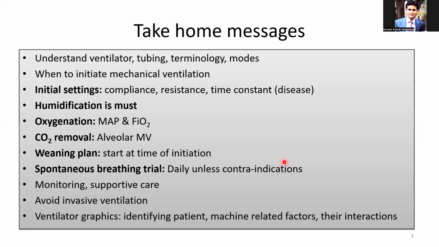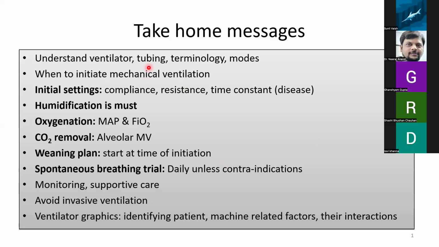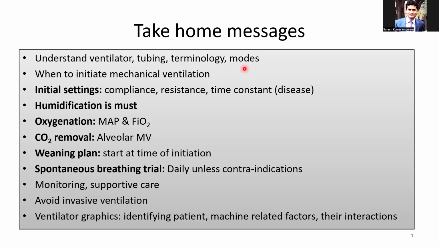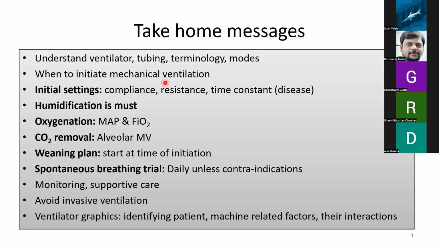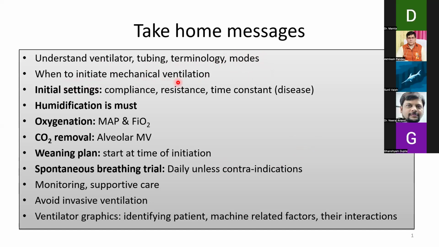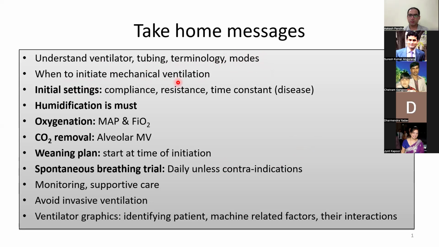So to conclude, we should have an understanding about what type of ventilator we are using, which type of tubing we are using, the common terminologies we discussed, and importantly, which mode of ventilation we are using. When to initiate mechanical ventilation is very important, but at the start of ventilation, know when we are going to wean the child from the ventilator. Initial settings should be based on the compliance, resistance, and the disease. Humidification is very important and must be used in a child who is on a mechanical ventilator. Even during NIV, we should use humidification.